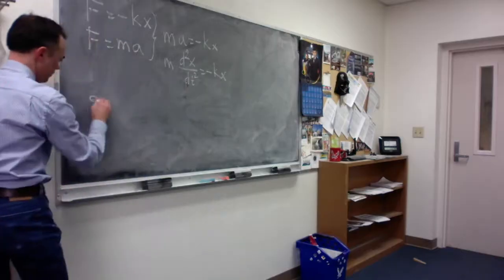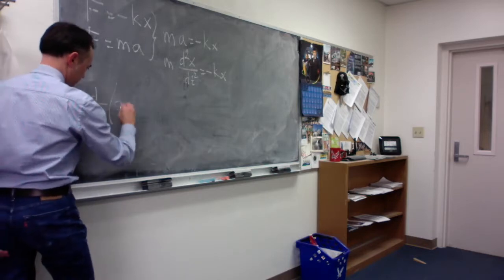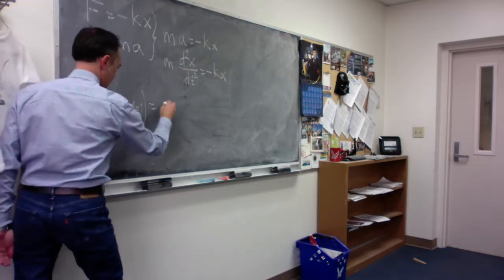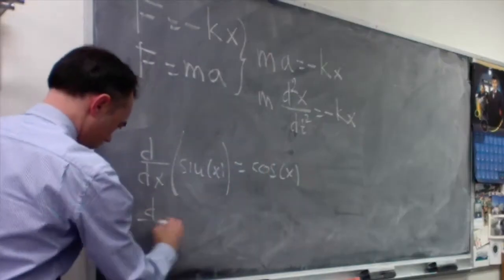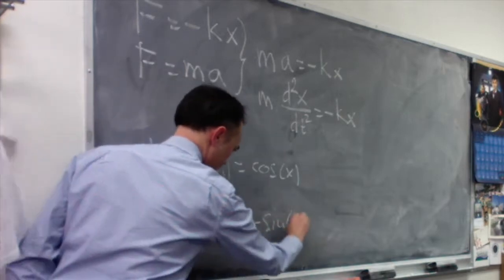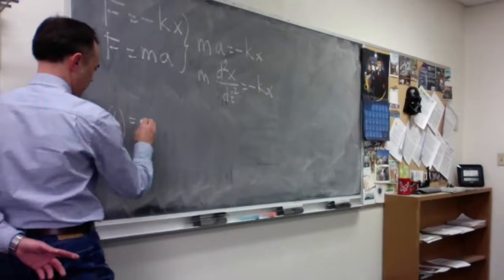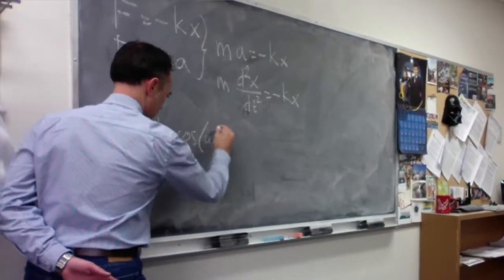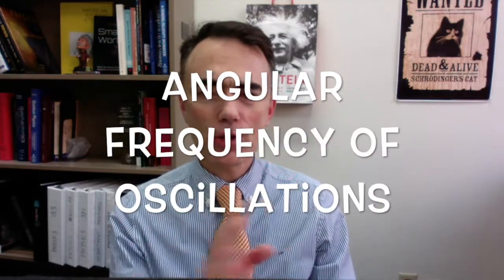The solution for this differential equation is a trigonometric function, either the sine function or the cosine function. Let's consider the position as a times the cosine of a constant omega times t. This omega is the angular frequency of the oscillations.